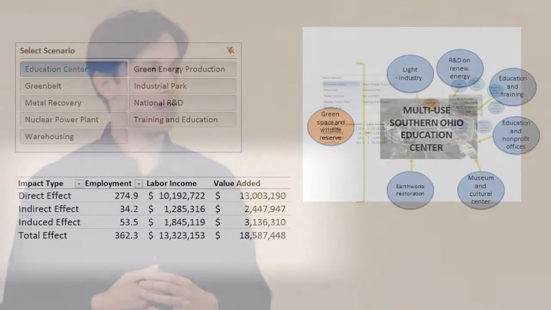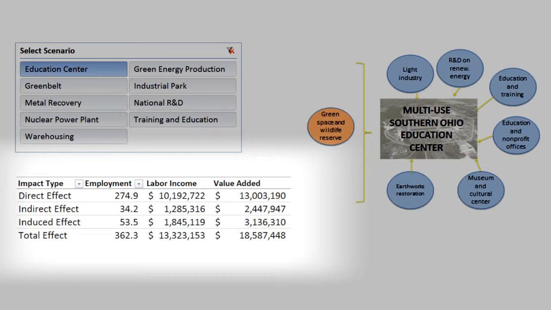Let's look at the total effects. In terms of employment, the true economic impact will be over 360 jobs, about $300.3 million in labor income, and almost $18.5 million in value added. Again, as you see, the economic impact goes beyond just the direct effects. We should consider those additional impacts.